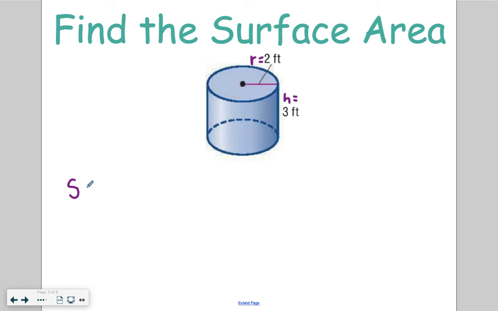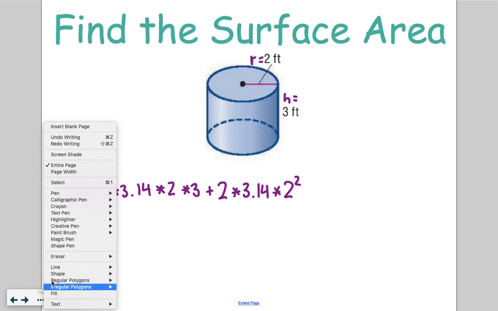So I'm going to say my surface area is equal to 2 times 3.14 times the radius, which is 2, times the height, which is 3. So that takes care of the around middle part. Plus, we need the top and the bottom, so we've got 2 times 3.14 times the radius squared, which is going to be 2 squared.